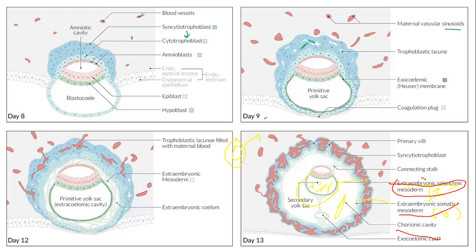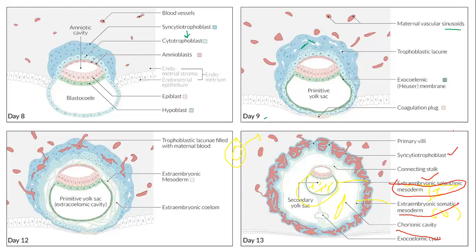That is extraembryonic splanchnic mesoderm, cytotrophoblast, and the syncytiotrophoblast. It all makes our chorionic plate, not cavity, it's a plate. Now, just to recap everything once, what are the changes that take place at the end of this?